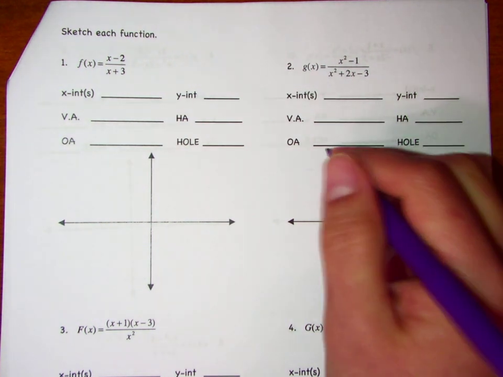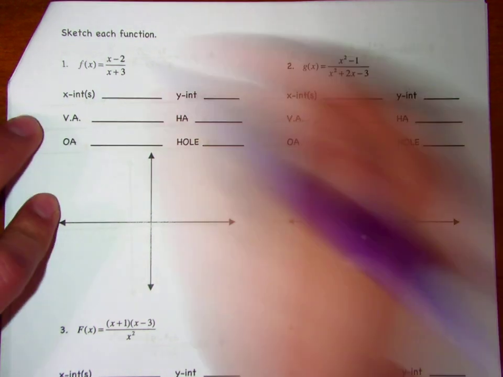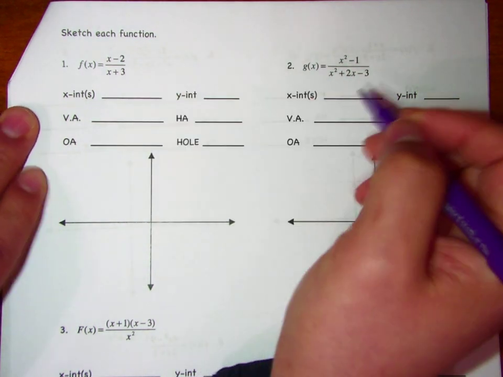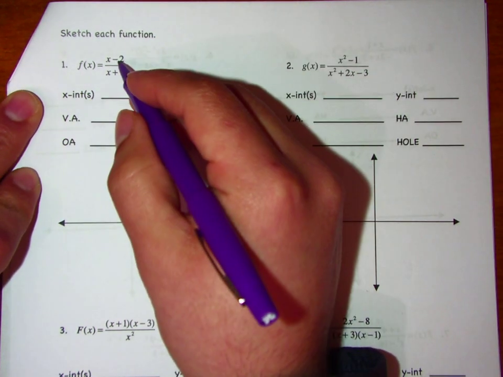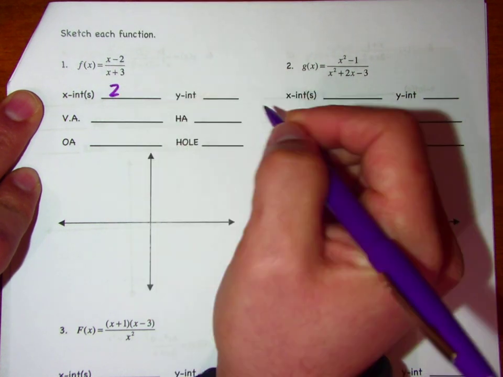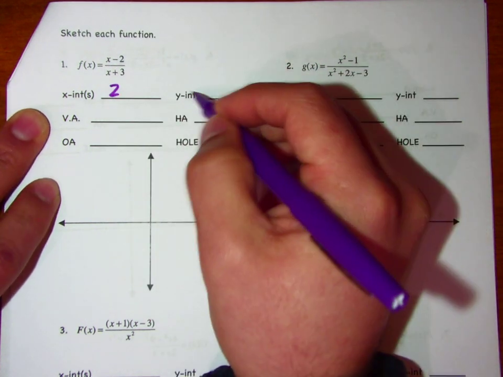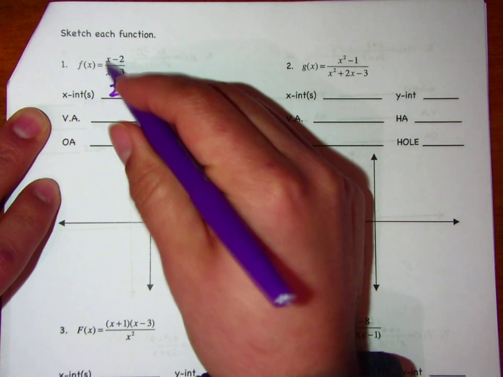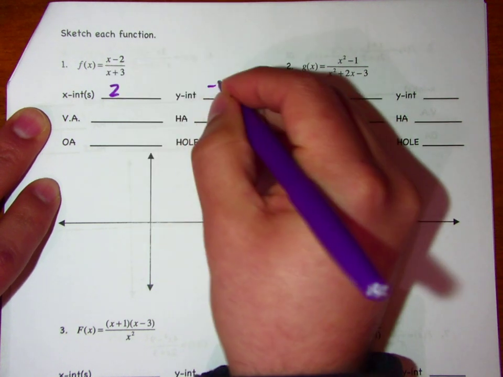Okay, so first problem. Already factored, does not reduce. X-intercepts, you look at your numerator, you set it equal to 0. In this case, there's just one x-intercept at 2. The y-intercept, you plug 0 into x, so you're going to get negative 2/3.